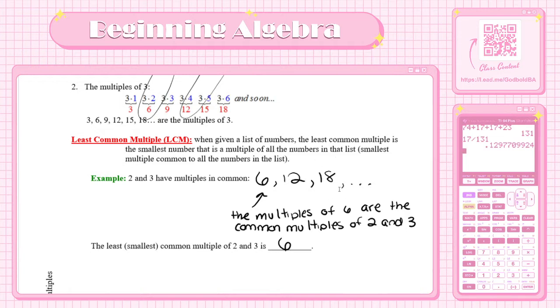I keep saying the wrong thing tonight. I'm distracted by stuff, but I'll get there. I'll get focused. Anyways, so the least common multiple of 2 and 3 is 6.